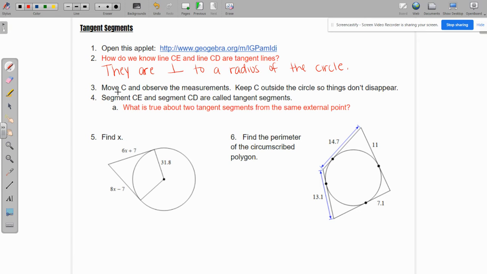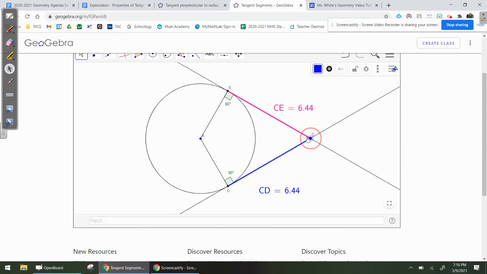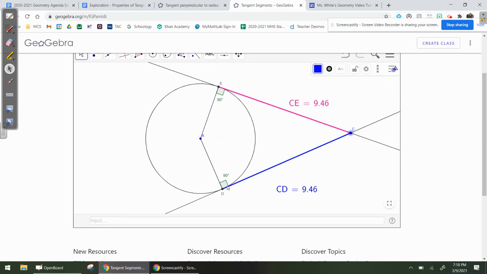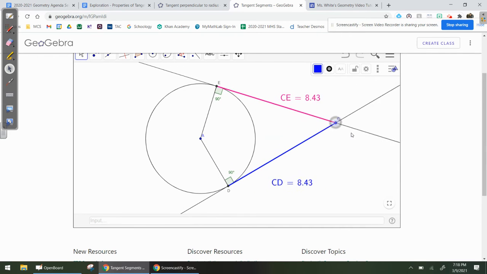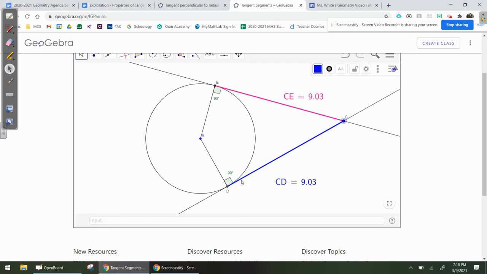We want to move point C and observe the measurements. Keep C outside the circle so things don't disappear. So as I move point C, I can see, first of all, that my measurements for these angles remain 90 degrees. So I'm keeping the lines tangent. But I can also see measures for the distance from C to E and the distance from C to D. So C is this external point connecting to the point of tangency here, E, and connecting to the point of tangency here, point D. And I can see that both of these happen to be the same measurement.